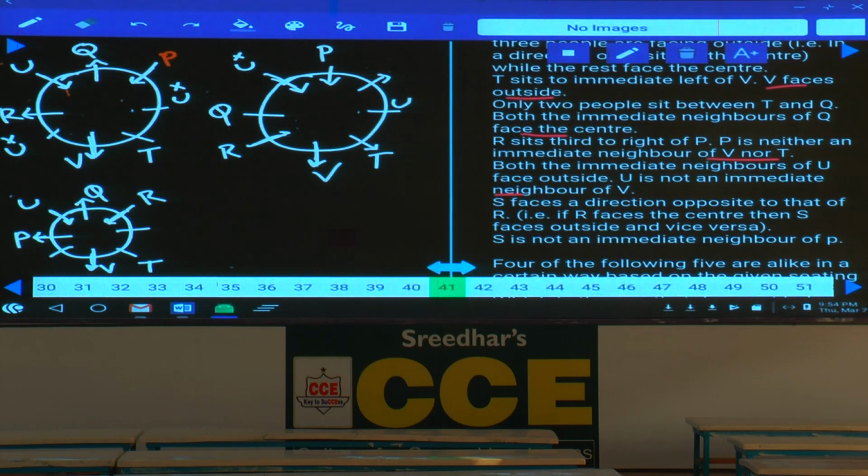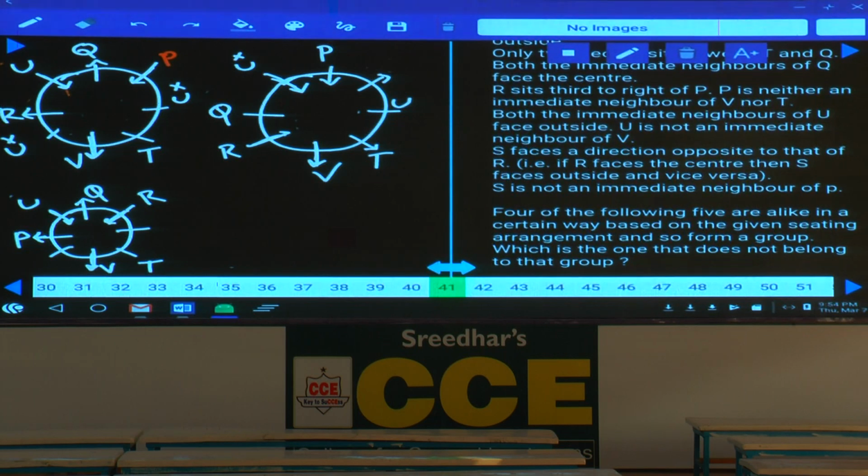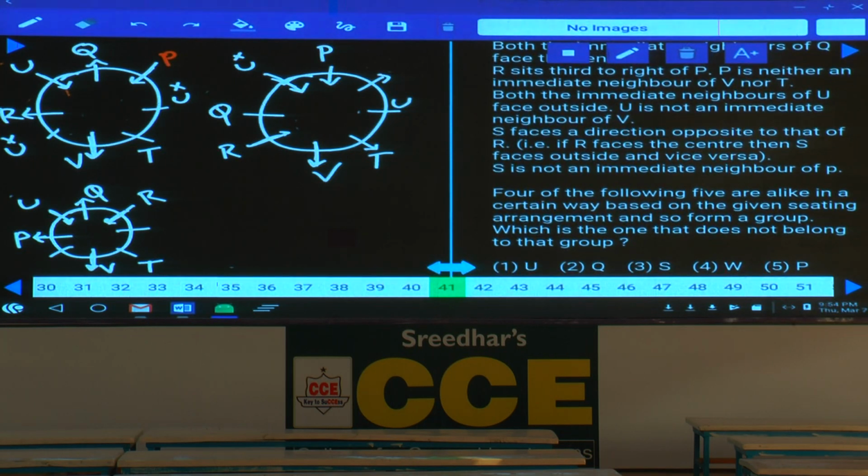Then what is the next information given here? And the next information is S faces a direction opposite to that of R. S and R are facing opposite directions. Now in this one, R is away from the center, then S must be towards the center, isn't it? And S is not an immediate neighbor of P. S cannot be here, S must be here. If S is here, facing towards the center, then tell me who is the person left over? W is the person left over, W must be here. Are you following this one or not?